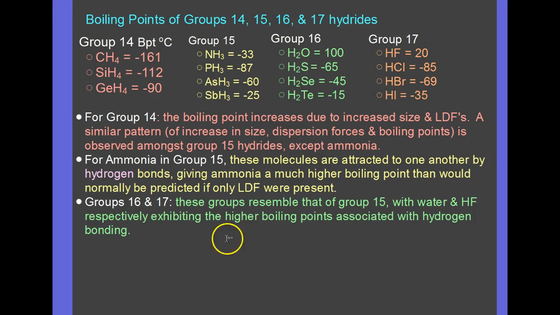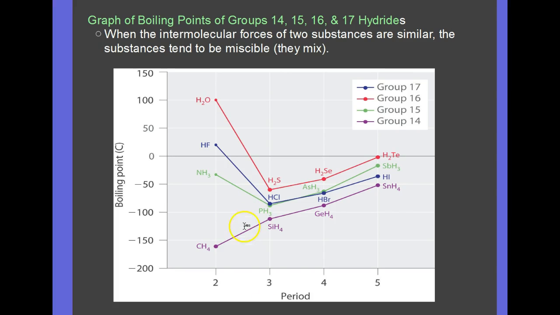Groups 16 and 17 resemble group 15, with water and HF respectively exhibiting the higher boiling points associated with hydrogen bonding. So here's a graph of boiling points of group 14, 15, 16, 17 hydrides.